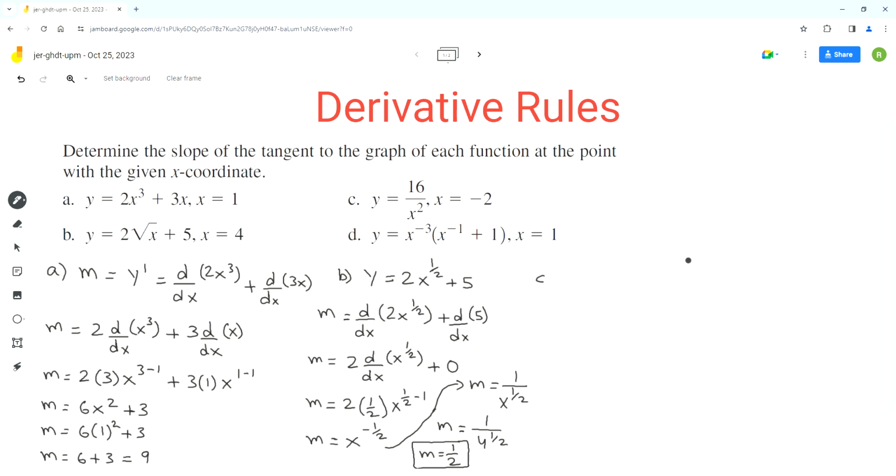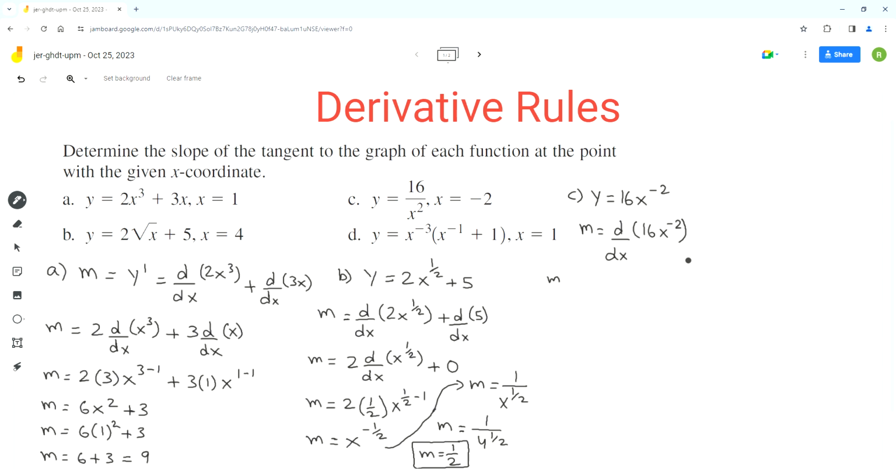Now we can analyze part C. So now in part C, we are given the equation y equals 16 over x squared. So the first step is to change this fraction by moving the x squared to the numerator. So we get y equals 16 x to the power negative 2. Now we can find the slope of the tangent by finding the derivative. So it will be d over dx for 16 x exponent negative 2.